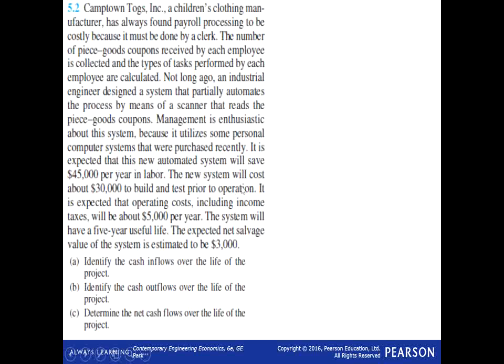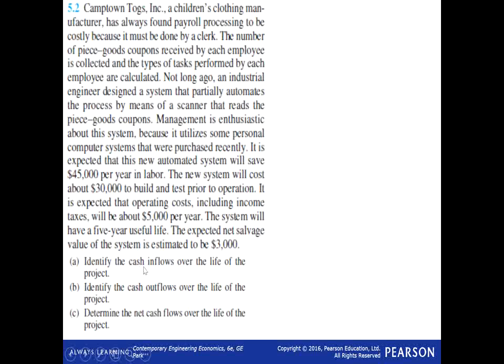What is the cost of the new system? The new system will cost $30,000 to build and test prior to operation. This is the cost in year 0, and this is the saving every year. It is expected that the operating cost, including income taxes, will be $5,000 per year. So this is an annual cost, this one is a one-time cost, and this is the per-year saving. Now the system will have a 5-year useful life, and the expected net salvage value after 5 years means that you will get 3,000. When the system becomes obsolete, you can sell it to someone and get 3,000.